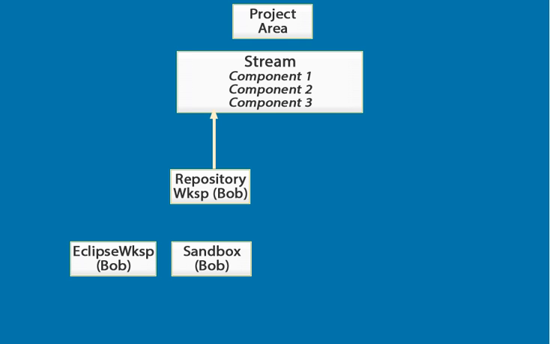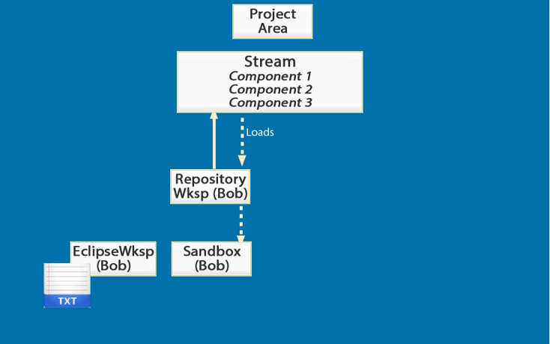So to get the files from the stream to our local Eclipse file system, we need to create a repository workspace that flows to the stream. So Bob, after creating the repository workspace, loads the files from the stream into the repository workspace, which puts them into the sandbox. A sandbox is an RTC entity that corresponds to a local directory on the file system. In the RTC Eclipse client, the sandbox corresponds to the Eclipse workspace, but you can point it to another location on the file system if you want.